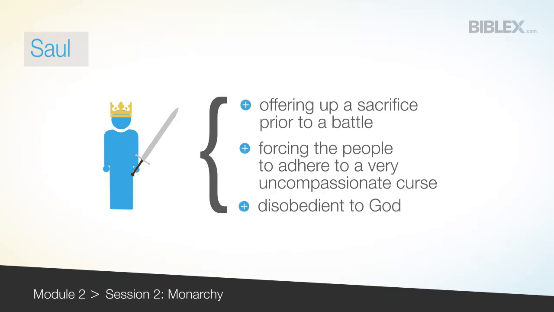Third, Saul was disobedient to God. In 1 Samuel chapter 15, Saul is commanded to conquer Amalek and to destroy everything. Saul disobeys by keeping King Agag alive as a sort of trophy, and by keeping all of the valuable items they find in battle for themselves. These three key sins led to God rejecting Saul as king.